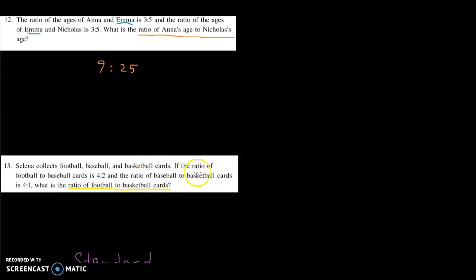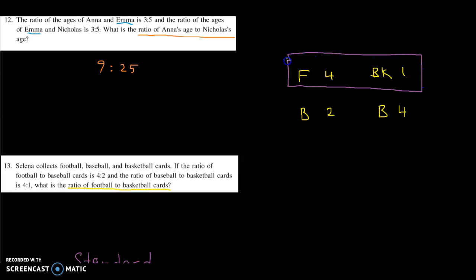All right, so let's do the first ratio. Football to baseball is 4 to 2. And then the second ratio is baseball to basketball. I hate when they use two B's, so I'm going to say BK for basketball. And baseball to basketball is 4 to 1. And then they want to know what's the ratio of football to basketball. This is what we're interested in. What would this ratio be right here?